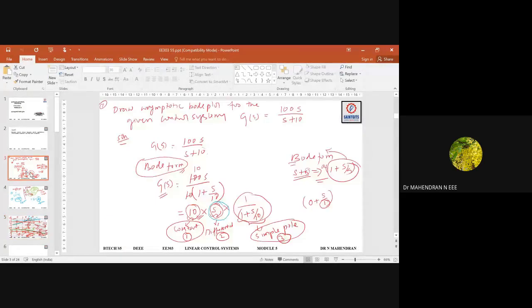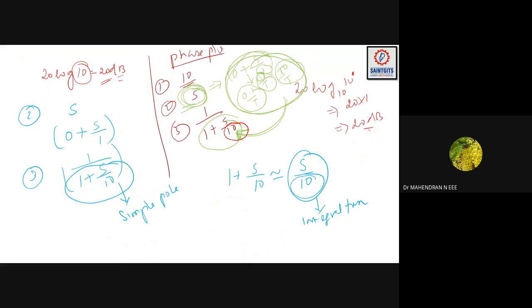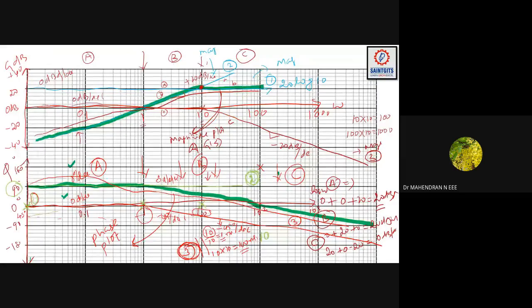Okay, so try to understand. The first step is converting the given form into Bode form and separating it into three different terms: constant, differential, and simple pole. Then find the magnitude plot, and the second one is the phase plot. Right, we can go to the next problem, and this is the second type of problem.